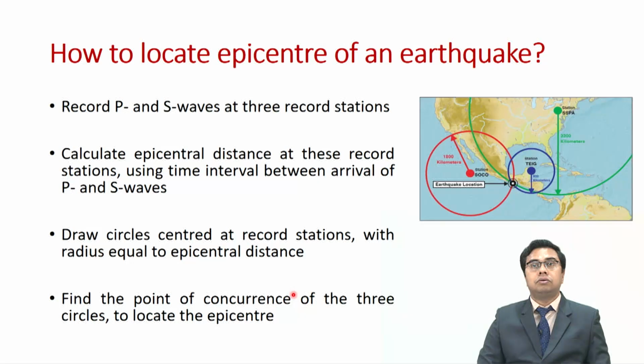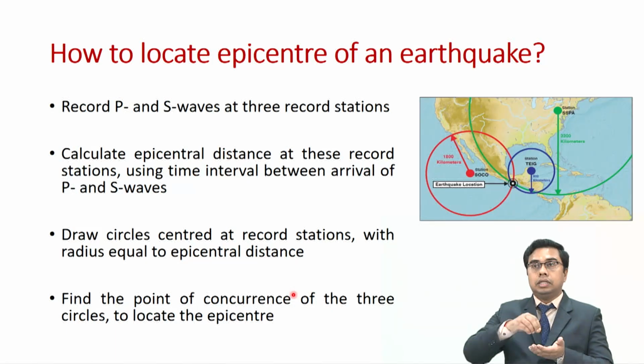So the first thing to do while locating the epicenter of an earthquake is that we need to have P waves and S waves recorded at 3 record stations. So each of these 3 record stations should be recording both P and S waves. From there we will calculate the epicentral distance at these record stations using the time interval between arrival of P and S waves, very similar to what we have discussed in the last slide through an example problem.